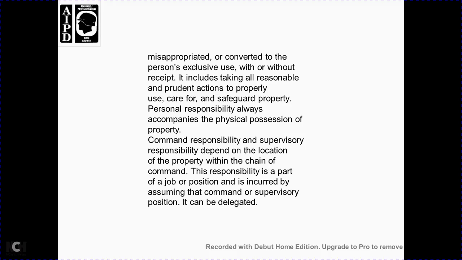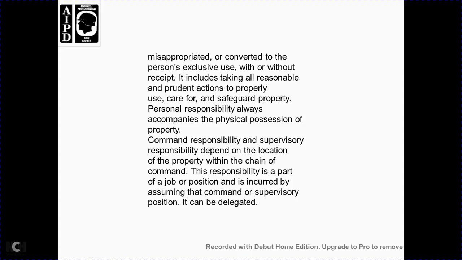Direct responsibility is the formal assignment of property responsibility to personnel in the supply chain who have the property in custody but not necessarily in use. Accountable officers have the direct responsibility unless they have specifically assigned it to another person. An accountable officer may delegate such responsibility by written designation through the issue of the property on a hand receipt. Personal responsibility is the relationship between the person and the property in physical possession, applying to government property issued or acquired, whether misappropriated or converted, with or without a receipt. It includes taking all responsible actions for the use, care, and safeguarding of property.